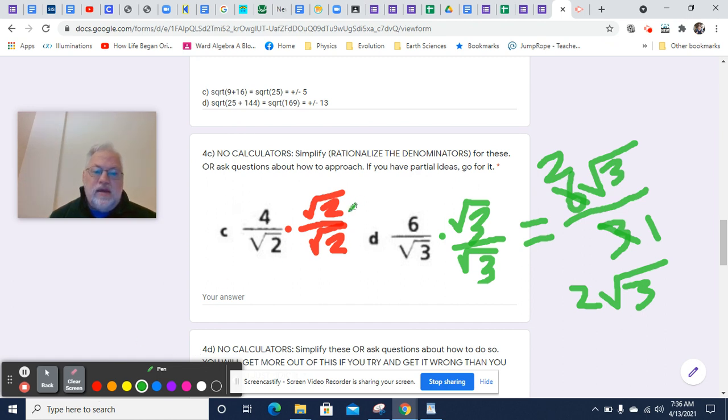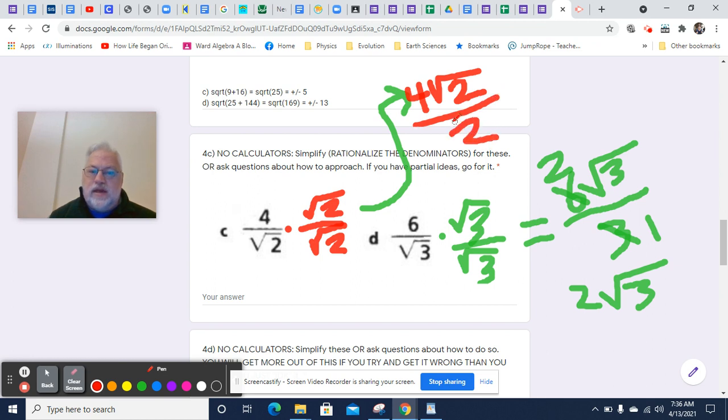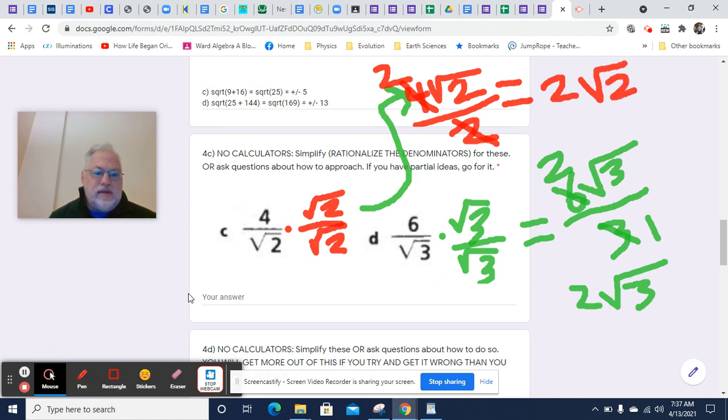For C, I'm going to go up here. I wanted to use red. We'll use red. So 4 times root 2, and that's going to be over 2. And once again, we can reduce. We can factor a 2 out of top and bottom, and that becomes 2. So this is 2 root 2, like that. So I'll put that into the answer.